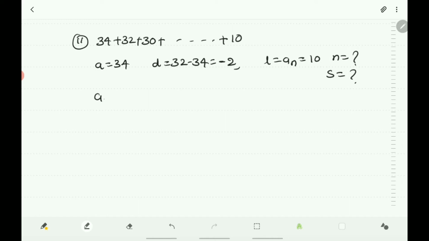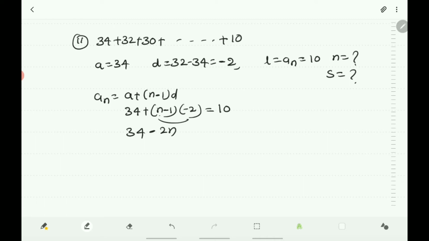Again, by using the formula AN is equal to A plus N minus 1 into D. A value is here 34, plus N we have to find out, write N only, D is minus 2 and AN is here 10. Multiply it, N into minus 2 is minus 2N, minus 1 into minus 2 is plus 2, is equal to 10.